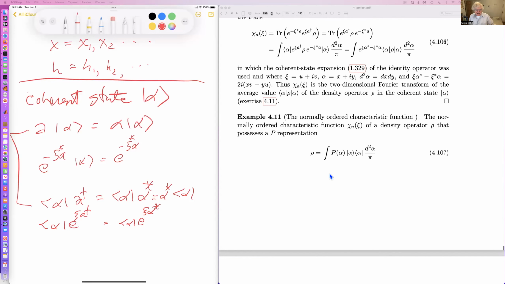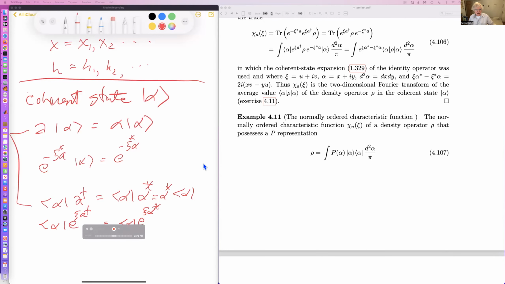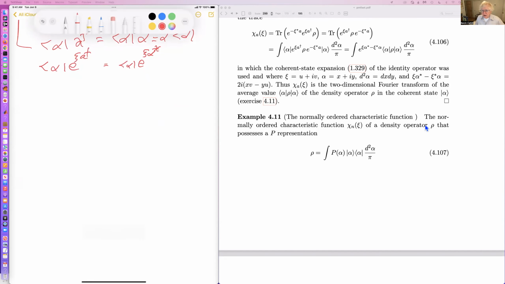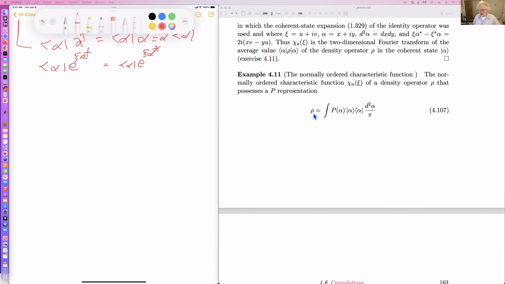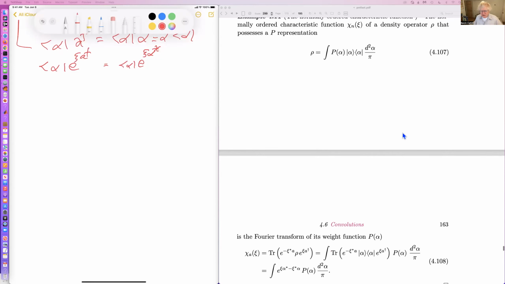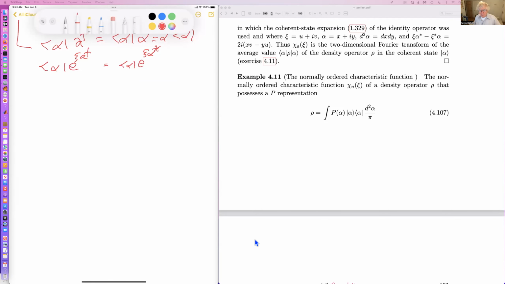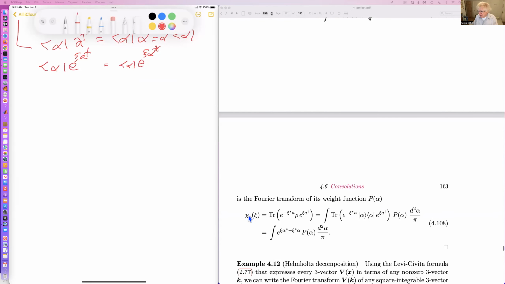I thought I'd also sneak in something related: a characteristic function. Some density operators possess P representations. That is, they can be written as outer products of coherent states. This is not true for all density operators, but for a large class, you can write them this way. So then if you take this expression for, wow, this is supposed to be the normally ordered. Let me fix this. It's supposed to be an n there.